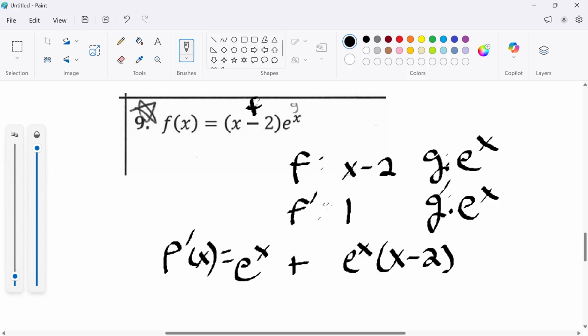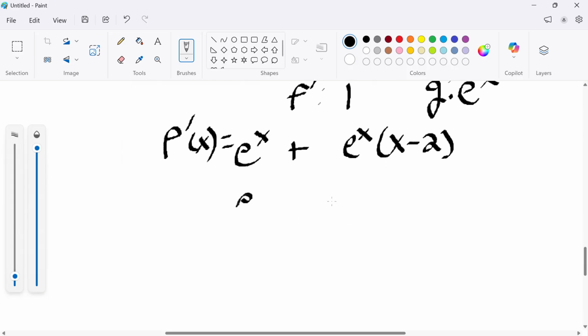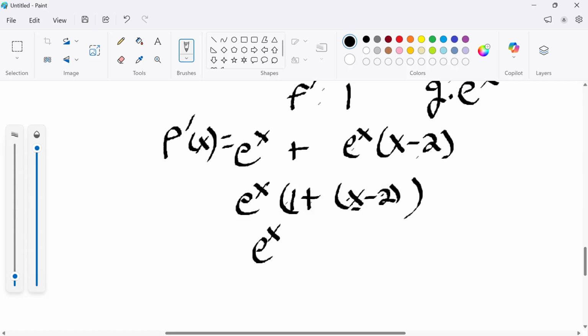And now I want to simplify this. I'll factor an e to the x out. E to the x, 1 plus x minus 2. E to the x divided by e to the x is 1. E to the x times x minus 2 divided by e to the x is x minus 2. And 1 plus x minus 2 is x minus 1. So e to the x times x minus 1.